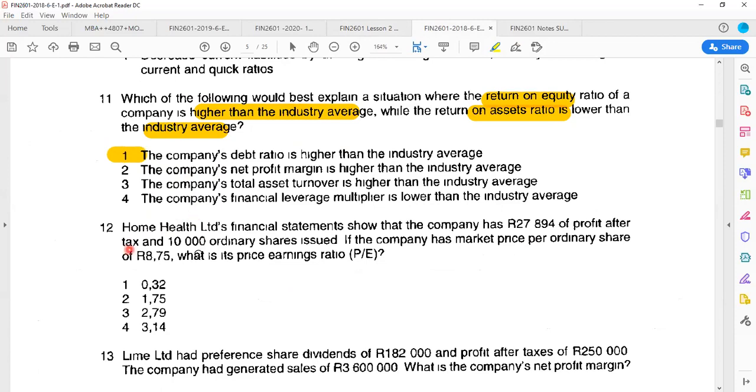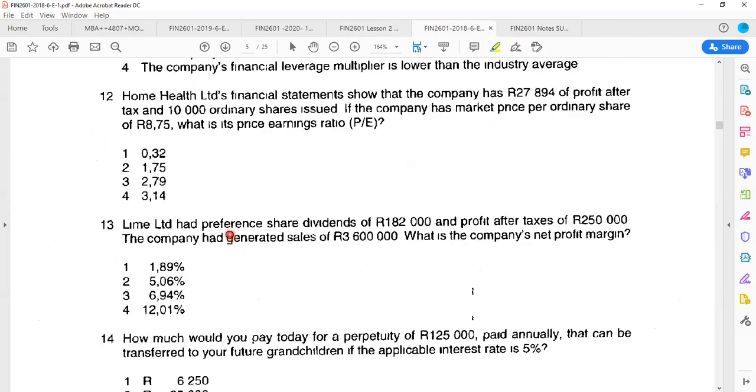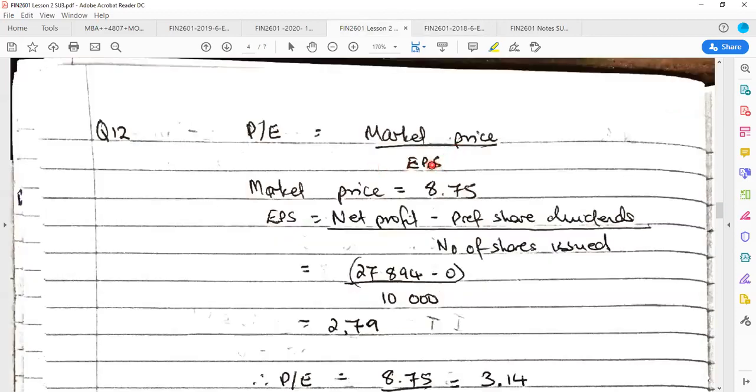Okay. And then question 12, Home Health Limited's financial statements show that the company has 27,894 of profit after tax and 10,000 ordinary shares. If the company has a market price per ordinary share of 8.75, what is the price to earnings ratio? Now, we know that the price to earnings ratio is given by market price over earnings per share. You check to see if you've been given this information. We were given the market price, but we were not given the earnings per share. So we need to calculate the earnings per share using the other information present.